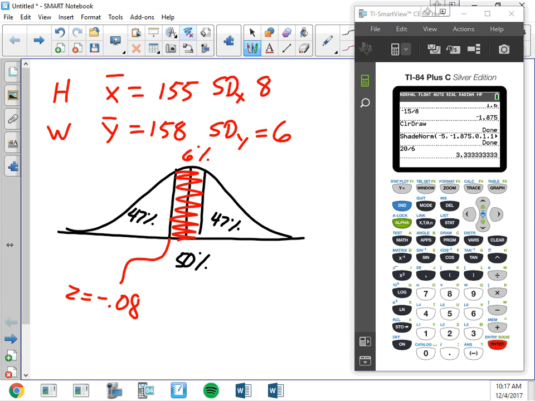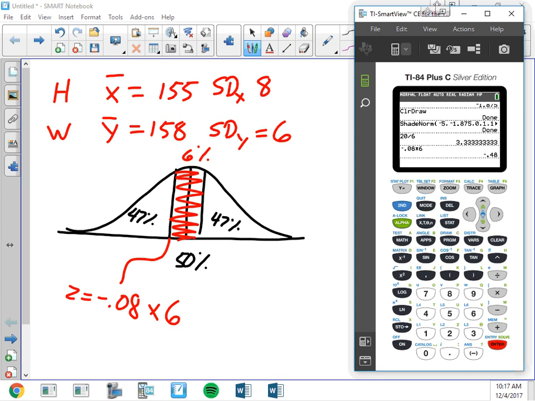Okay? So we know how many SDs to the left this woman is. We need to turn it back into centimeters. So we're going to multiply this by the SD, which is 6. So negative 0.08 times 6 is negative 0.48. What does that mean?